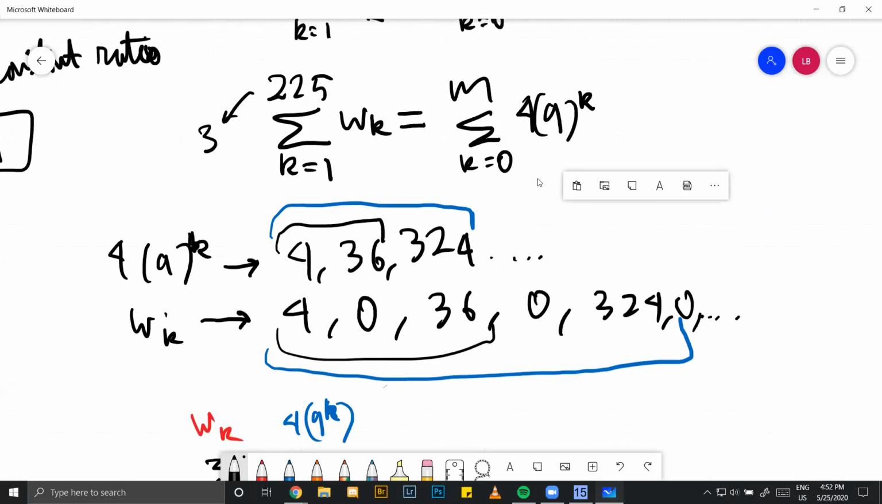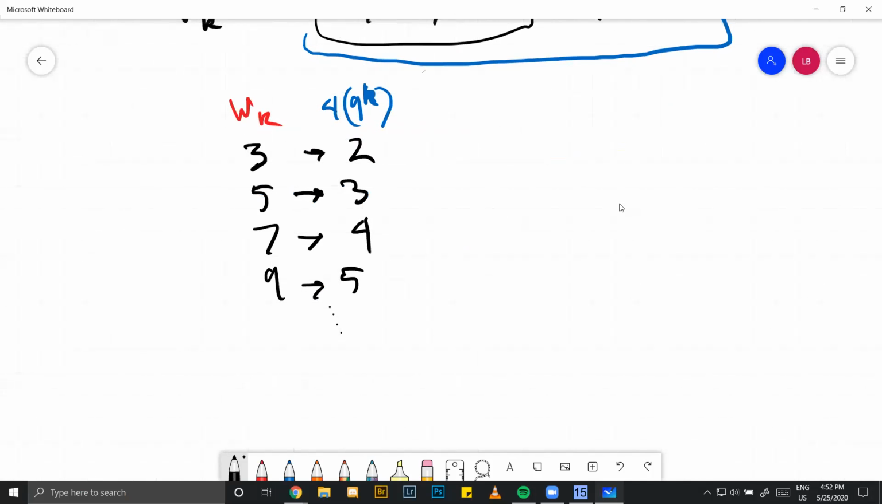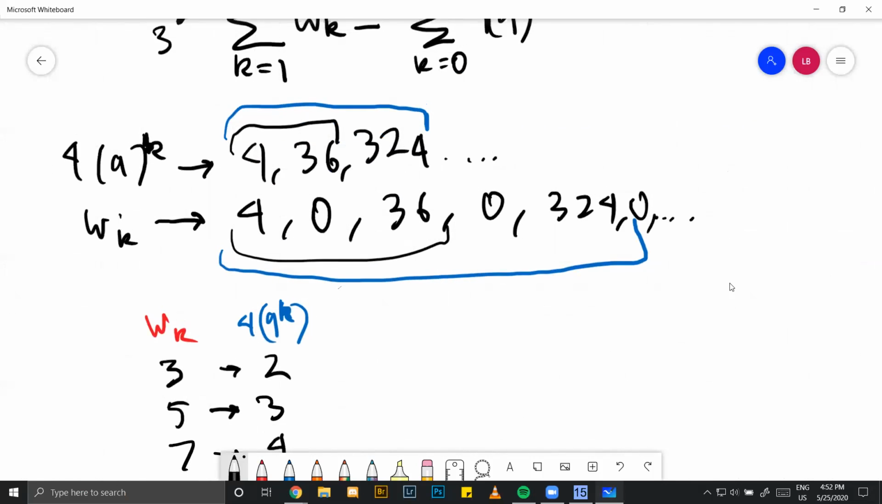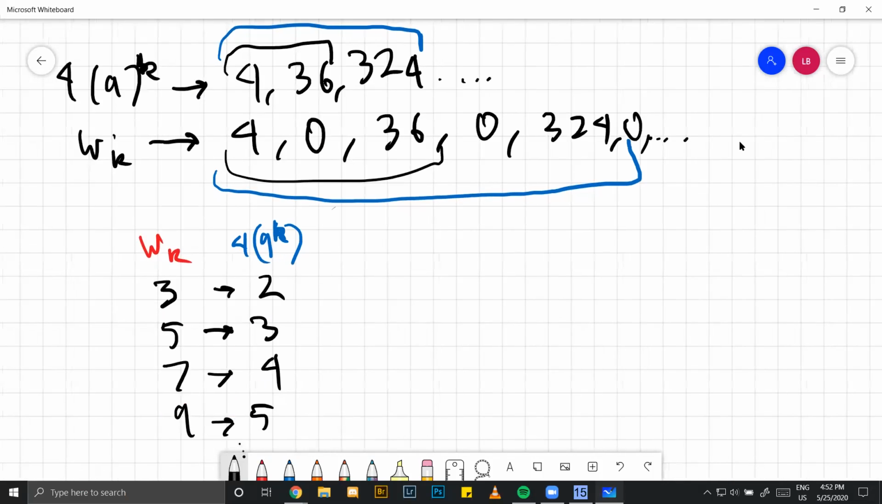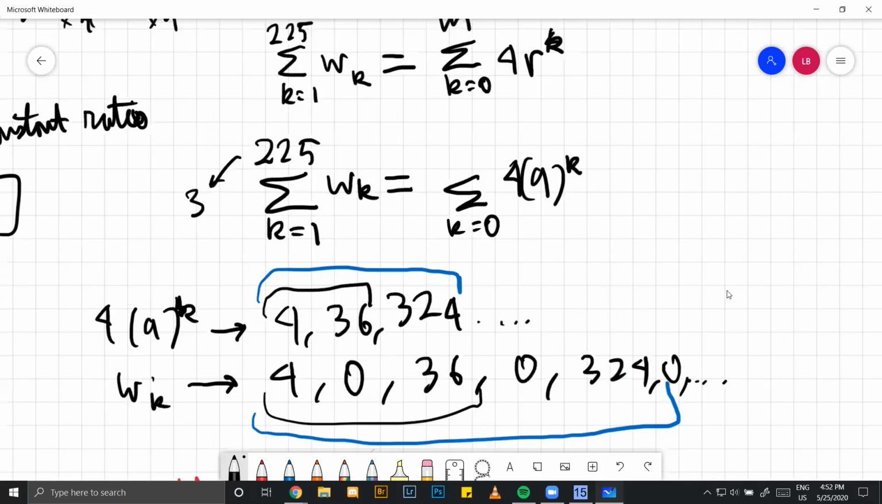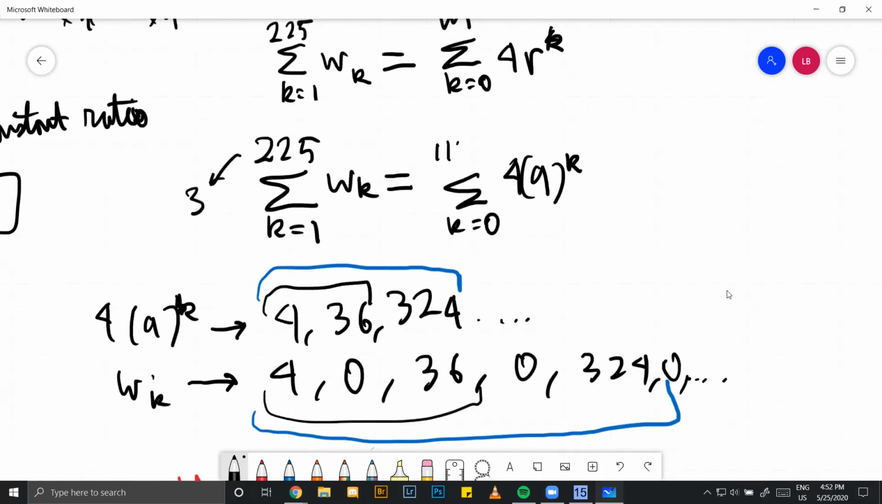So for 225, using this little pattern that we've derived over here, you add 1, you get 226. Then you divide it by 2, and 226 divided by 2 is equal to 113. And that's the number of terms you're summing up. So then m is going to be equal to 113. And that's your answer.